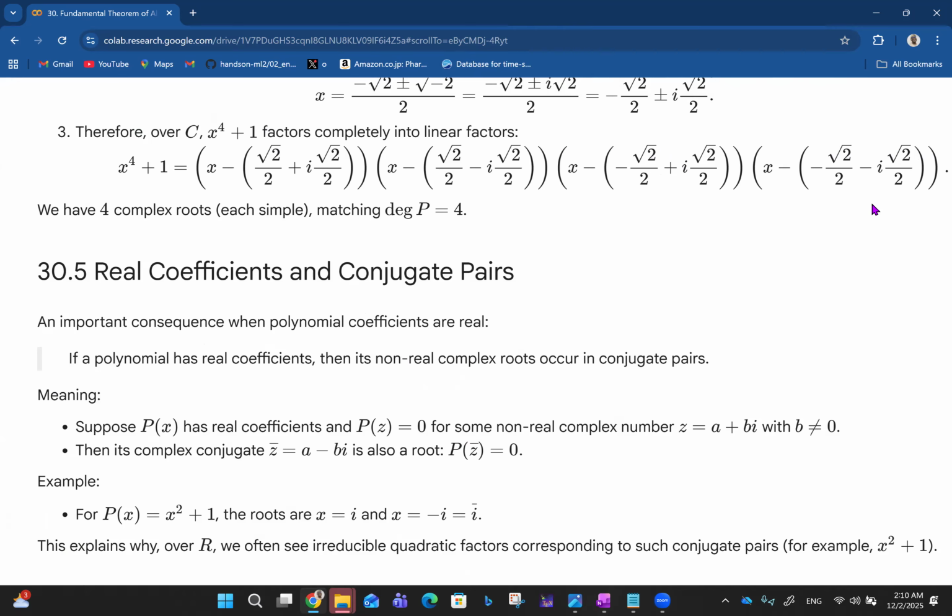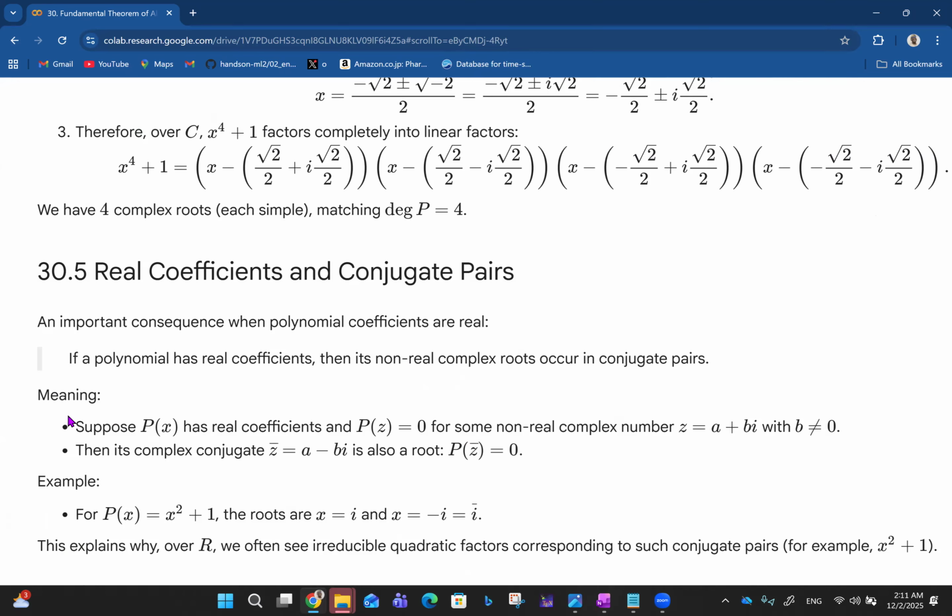Very important idea. So if you are told that one of the roots of a polynomial is 2 minus i, you should automatically know that it also has another root, 2 plus i, automatic. So you can settle that first, and then you can begin to look for the other roots based on that fact alone. So an important consequence when polynomial coefficients are real: if a polynomial has real coefficients, then its non-real complex roots occur in conjugate pairs.